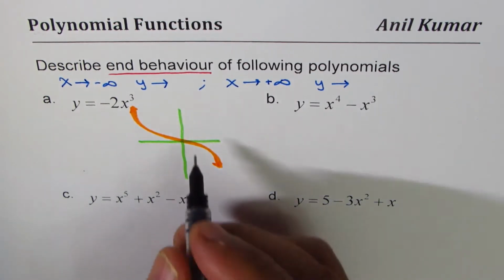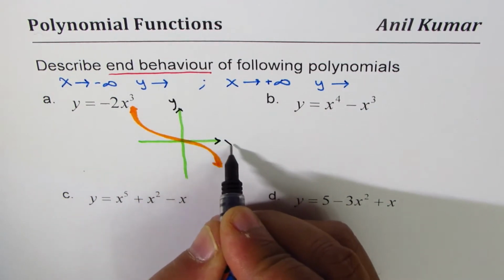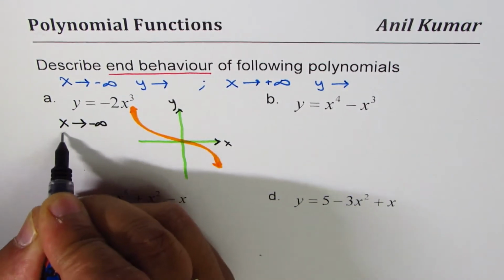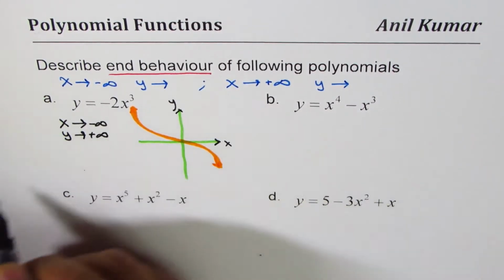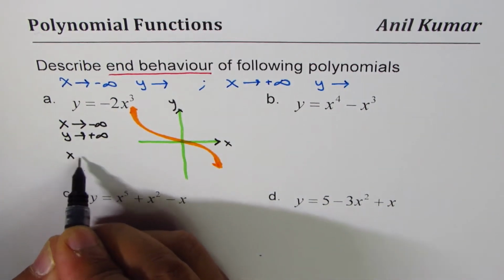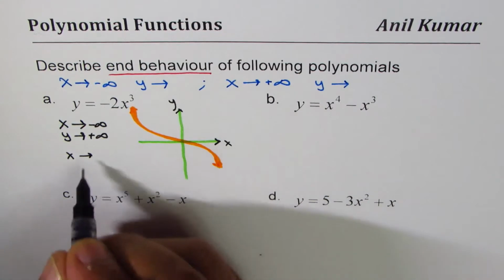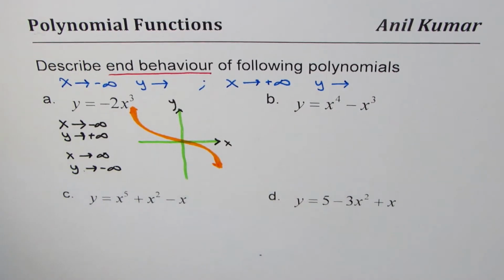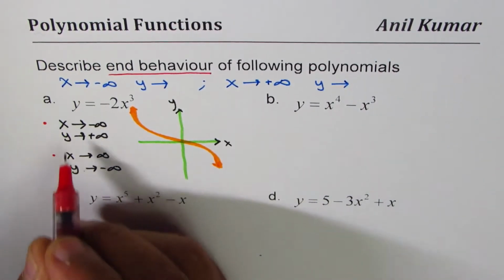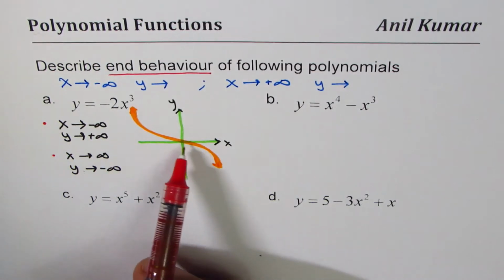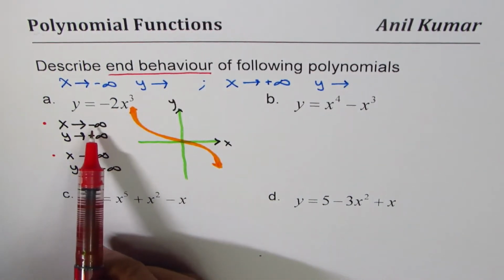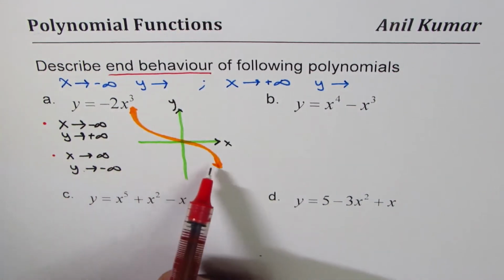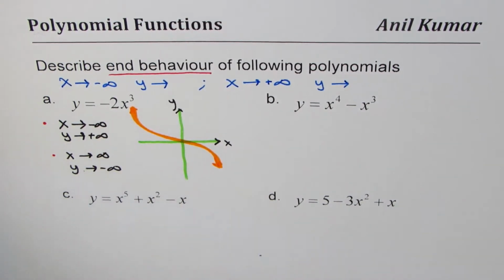As you can see, as x approaches negative infinity, y approaches positive infinity. Do you see that? And if x approaches positive infinity, that means right side, y approaches negative infinity. So that is the end behavior. That is how you describe end behavior. What happens to the graph of the function as x approaches negative infinity, and what happens to the graph of the function when x approaches positive infinity? End behavior, the two ends of the graph.